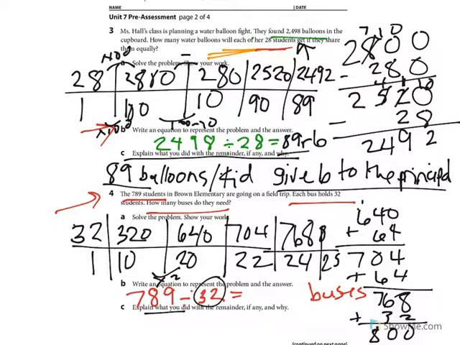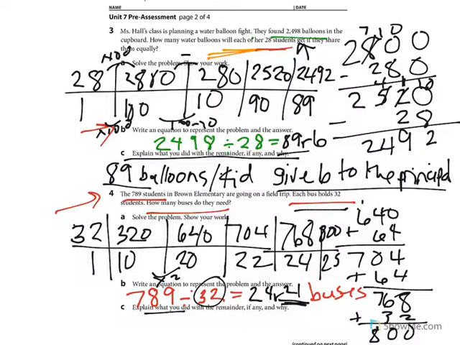So 25 is 800. Now, I have to get all 789 students, but each bus only holds 32. So I saw that my answer was 24 with a remainder, right? But it doesn't really even matter what that remainder is. I could solve for it. That would be no problem. I would see that it is 21.